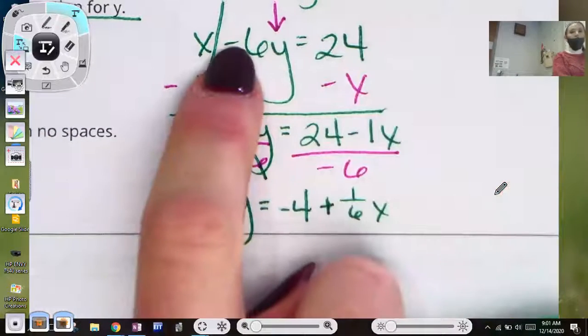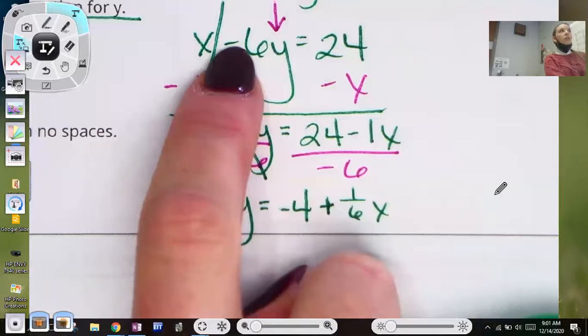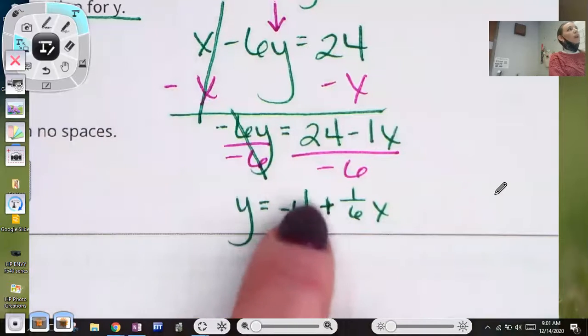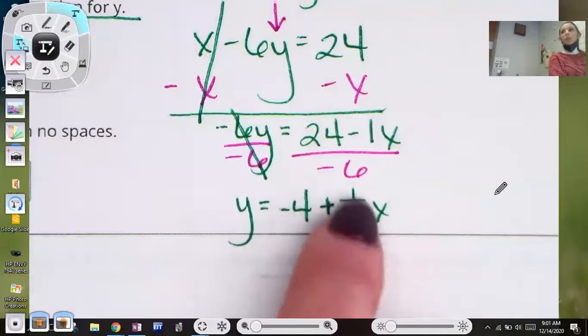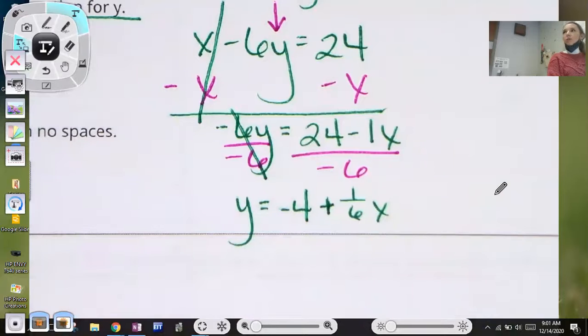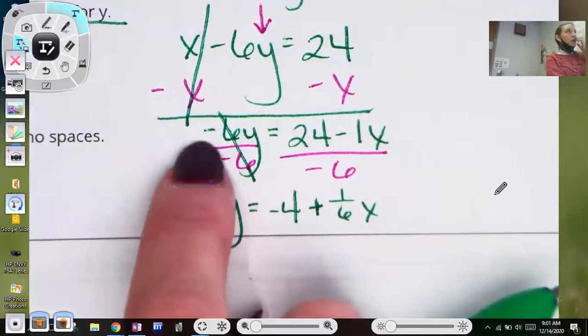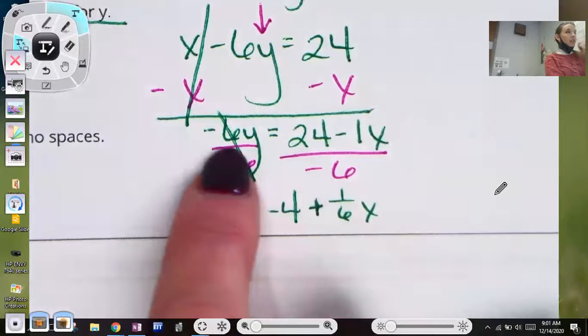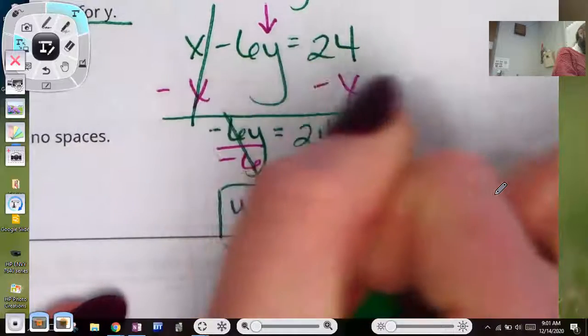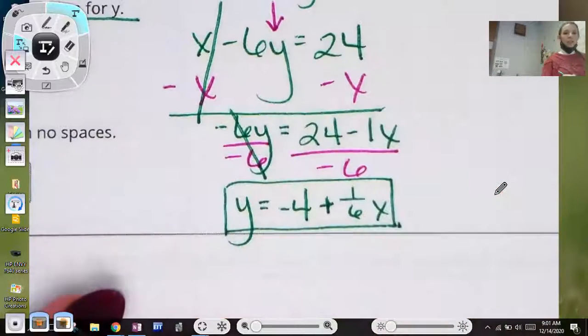Because a lot of people are going to forget to bring that negative down. If you miss this one, you probably got +4 minus 1/6. And the reason that's the answer you got is because you forgot to divide it by a -6. So there is your answer.